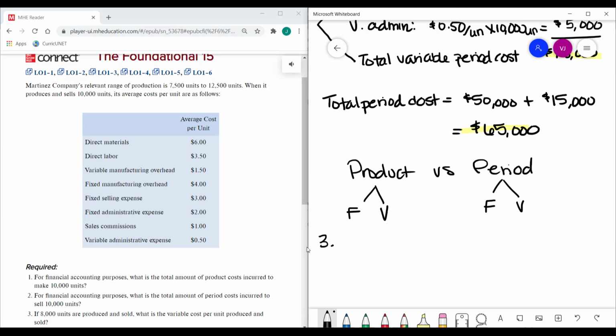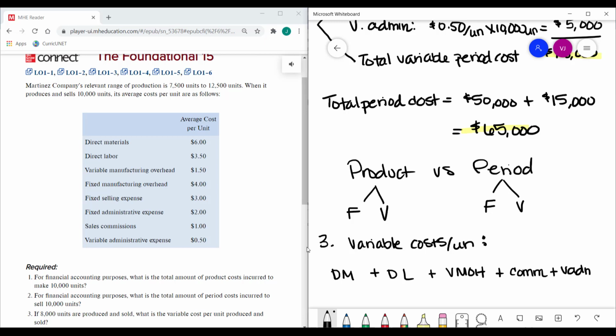So what are the variable costs per unit here? Well, we know direct materials is a variable cost. We know direct labor is a variable cost. We know variable manufacturing overhead is a variable cost since it has it in the name. But then if we keep going down the list, we see fixed, fixed, fixed, so we'll skip those. Those aren't variable. The last two are variable costs, right? Sales commissions is variable and variable administrative expense is variable. So we'll add the commissions and the variable admin.